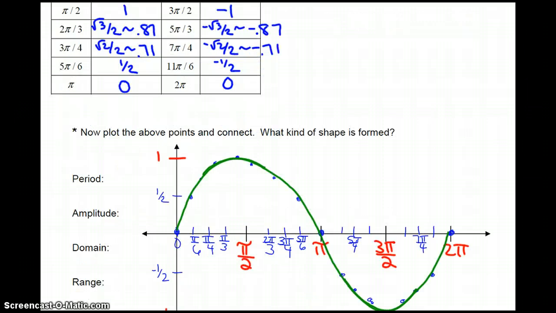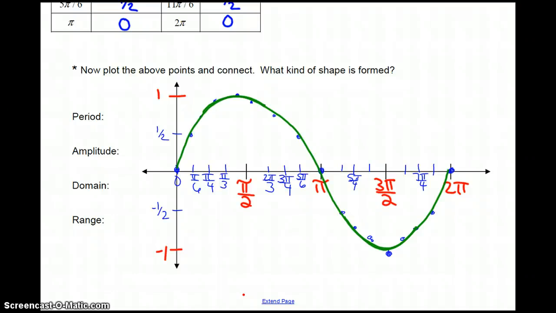So now that we know those new vocab words, let's go ahead and label those on our picture. The first that I want to talk about is the period of this wave, and that was represented by the part of my graph before it starts to repeat itself.